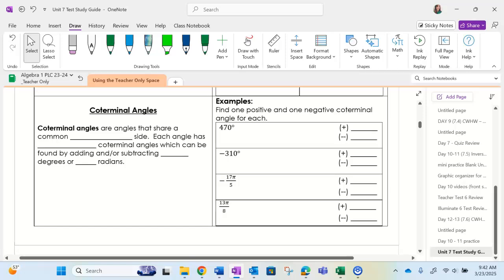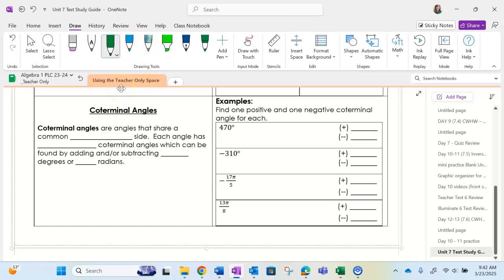All right, coterminal angles. Coterminal angles are angles that share common terminal sides. Each angle has many coterminal angles, which you can find by adding or subtracting 360 degrees, or if it's in radians, 2 pi radians. So if it's degrees, you do 360. If it's radians, you do 2 pi.